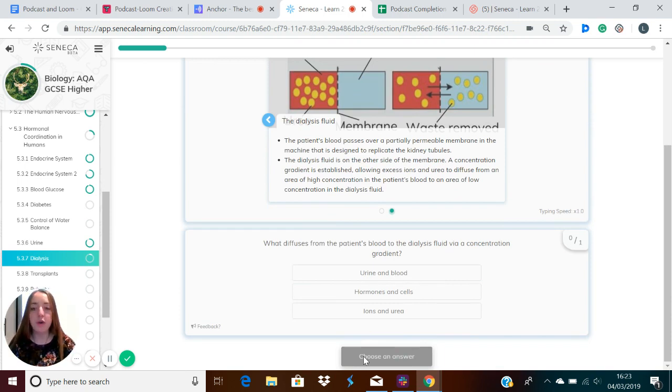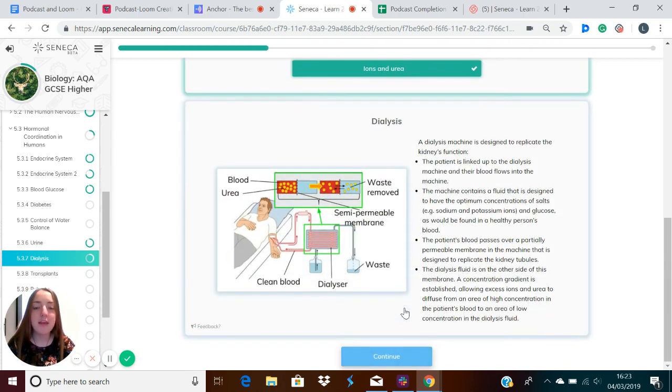I have a question for you. What diffuses from the patient's blood to the dialysis fluid via a concentration gradient? That would be ions and urea, and they move down a concentration gradient.